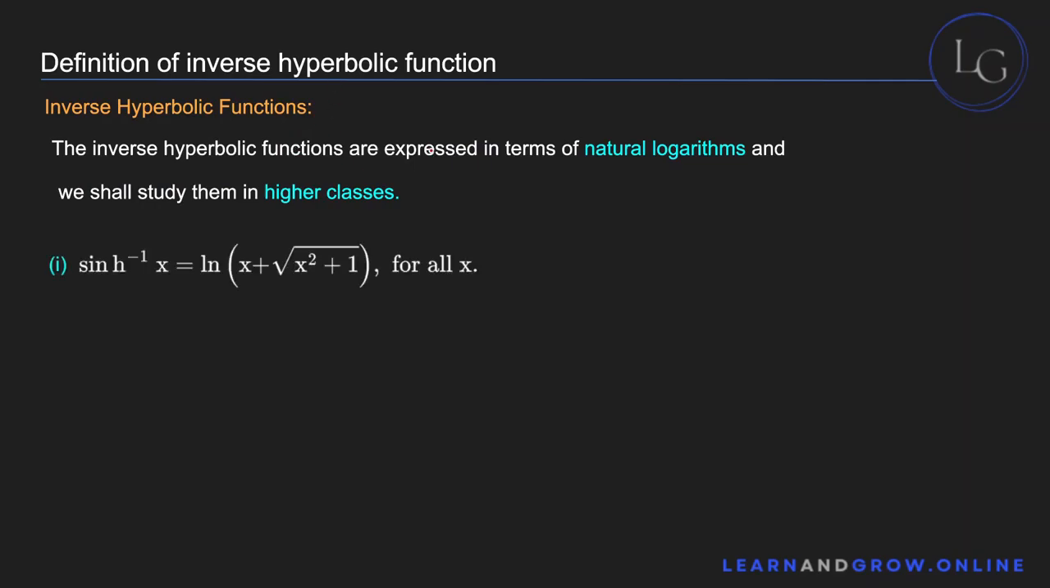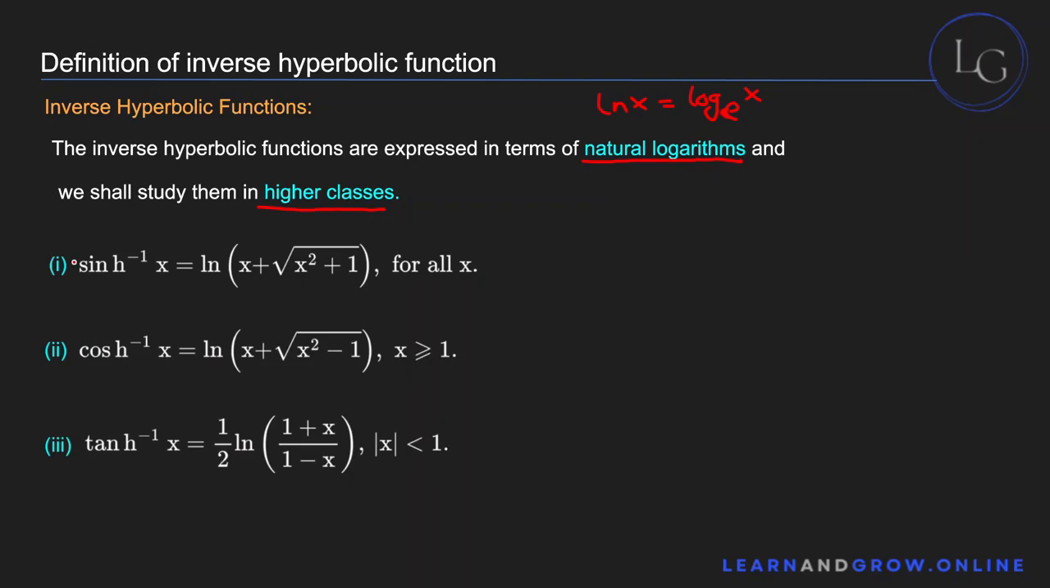Basically, the inverse hyperbolic functions are expressed in terms of natural logarithms, right? So basically, ln, like we discussed earlier, ln x, the natural logarithm of x, is basically the logarithm base e of x, right? So the inverse hyperbolic functions are expressed in natural logarithms, and again, like I just said earlier, we shall just study them in higher classes, honestly. But just a brief overview of what it is.